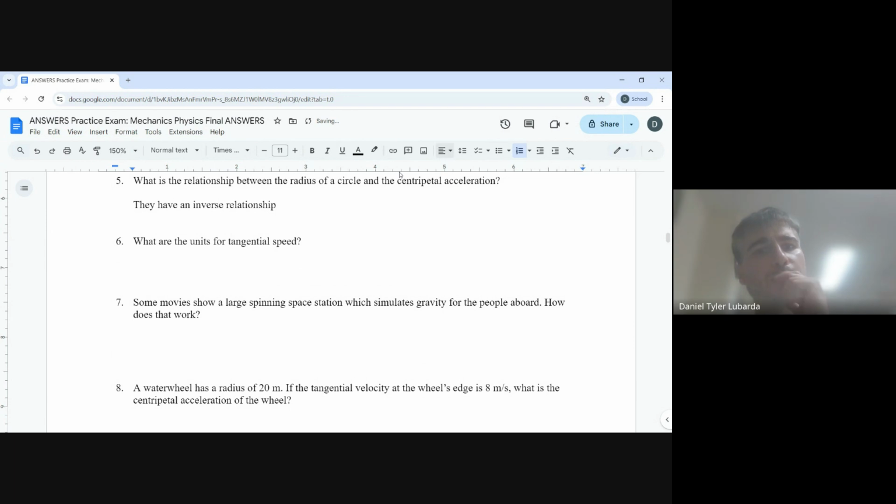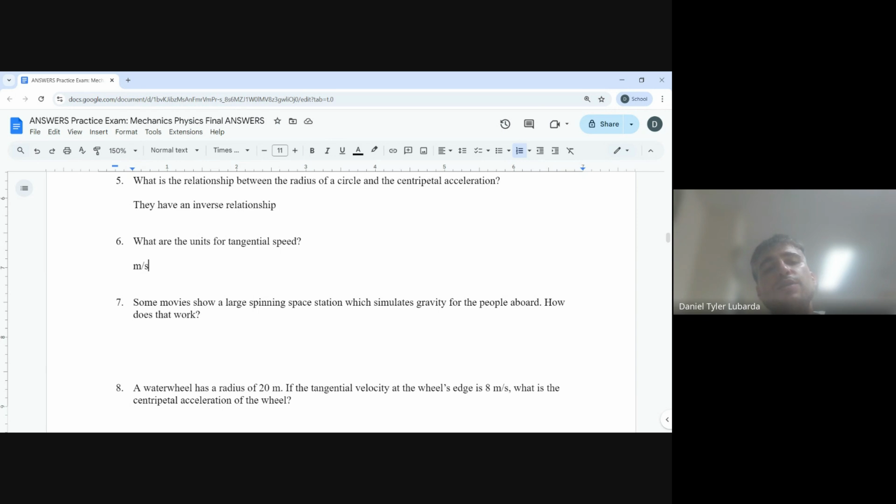Next, what are the units for tangential speed? Well, this speed here should be a giveaway, because we know speed is just meters per second. So is tangential speed.